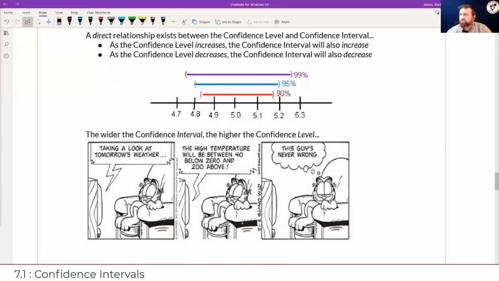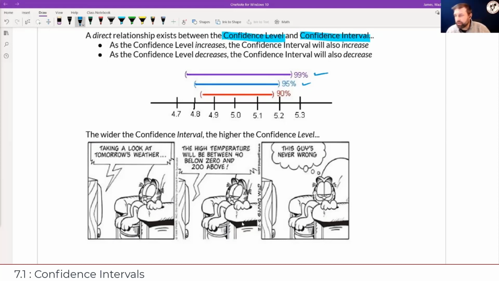Once again, there is a direct relationship between the confidence level and the confidence interval. Okay, confidence level and confidence interval. As my confidence level increases, as I go from 90% confidence to 95% confidence to 99% confidence, as I get more confident, as the area gets larger, the interval also gets larger. There's a direct relationship between this, okay?